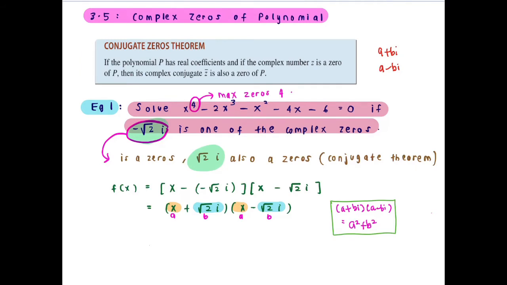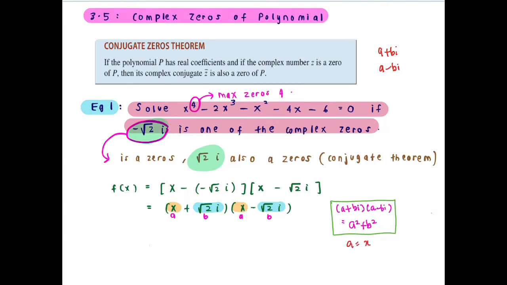Since we already know two of the zeros, straight away we can build our polynomial. So f(x) is equal to x minus the first zero multiplied by x minus the second zero. In order to open this up, let's open the small brackets here. You can see that you have a plus bi multiplied with a minus bi. We learned in chapter 1 that a plus bi multiplied by a minus bi is equal to a squared plus b squared. So let's just use this formula here.